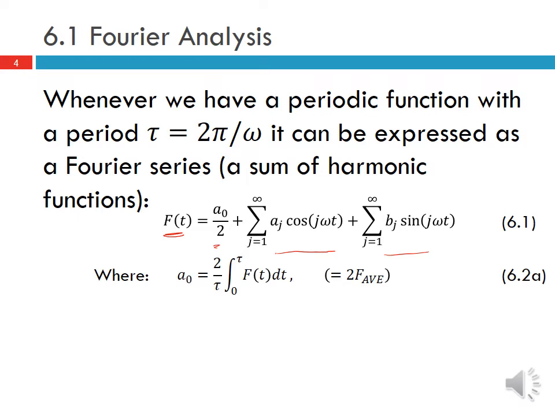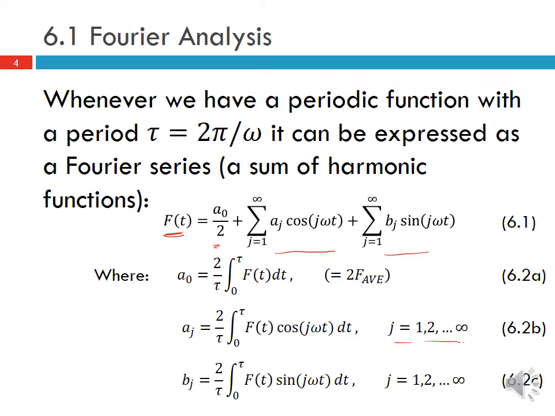Where a0 is given as the integral from 0 to tau of f of t dt times 2 over tau, which is essentially equal to 2 times the average force, the average F. The aj's are equal to this expression here, so 2 over tau times the integral from 0 to tau of f of t cosine j omega t, where j goes from 0 to infinity. And the bj's are given as this expression here, and again, j goes from 0 to infinity. So we have this infinite series, which is known as the Fourier series.